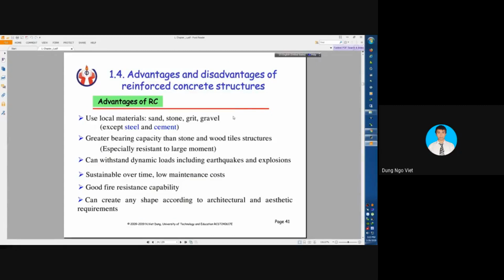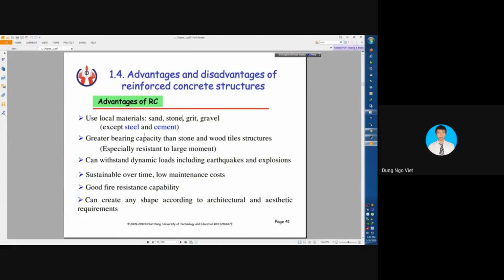So we continue to learn the 4th part of chapter 1: advantages and disadvantages of reinforced concrete structures. The advantages of reinforced concrete include the use of local materials, for example, sand, stone, brick, gravel. And these materials are available and easy to find, easy to use. So this is an advantage point.